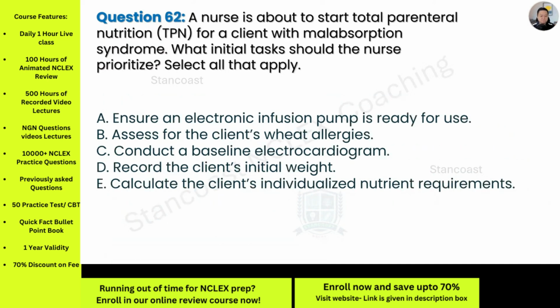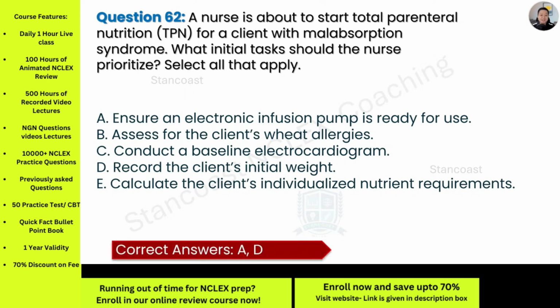Let's have number 62. A nurse is about to start total parenteral nutrition for a client with malabsorption syndrome. What initial tasks should the nurse prioritize? Select all that apply. A. Ensure an electronic infusion pump is ready for use. B. Assess for the client's wheat allergies. C. Conduct a baseline electrocardiogram. D. Record the client's initial weight. E. Calculate the client's individualized nutrient requirements. The answers are letters A and D.